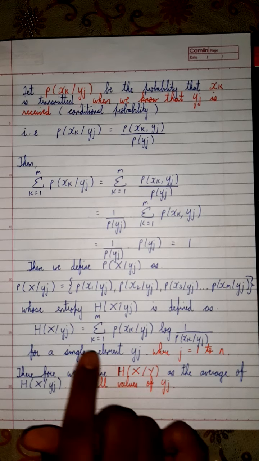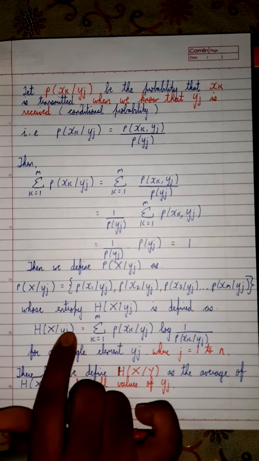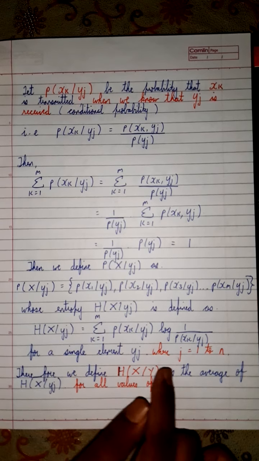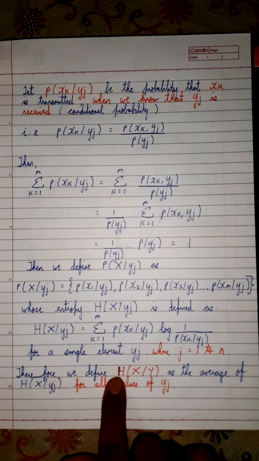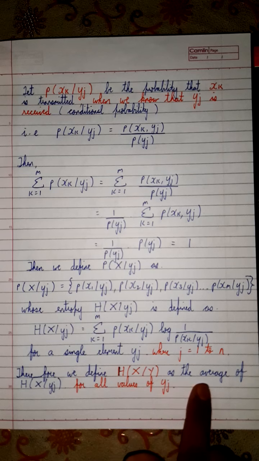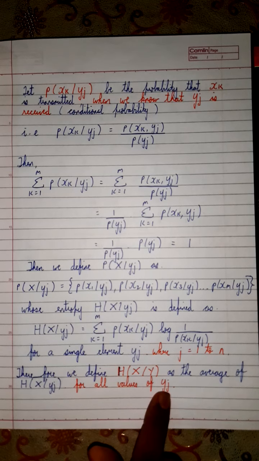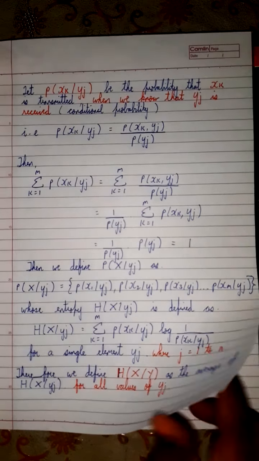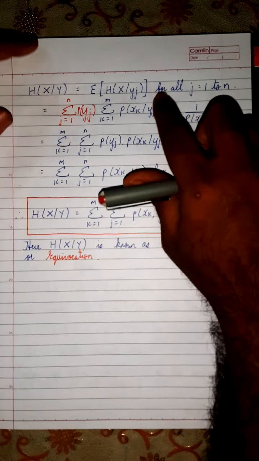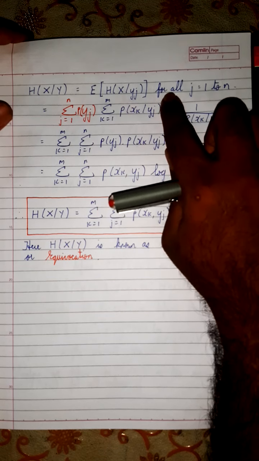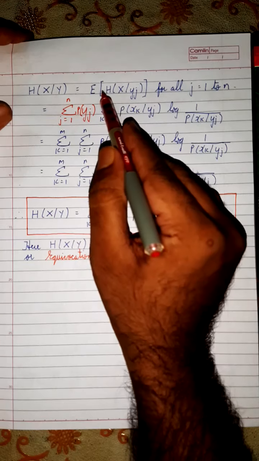So now if I want to find the overall entropy, the overall average of all the received symbols, what will I do? I just take the average of this entropy. Therefore, we define h of x by y as the average of h of x by yj for all values of yj. So, in other words, h of x by y is the expectancy of h of x by yj for all j from 1 to n, which means basically it's nothing but simply take its average.